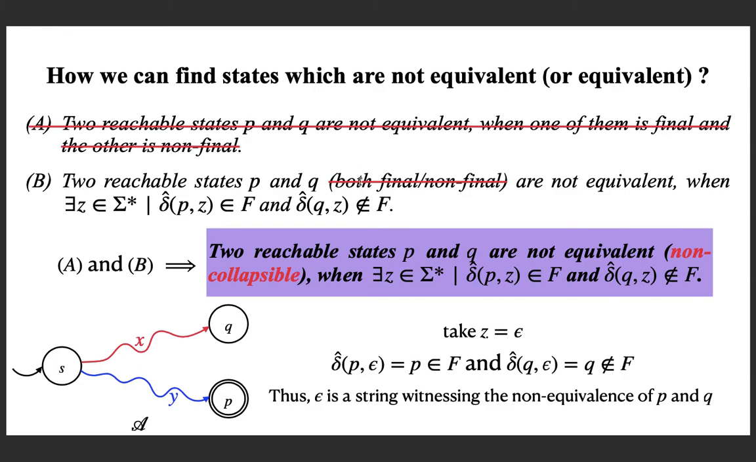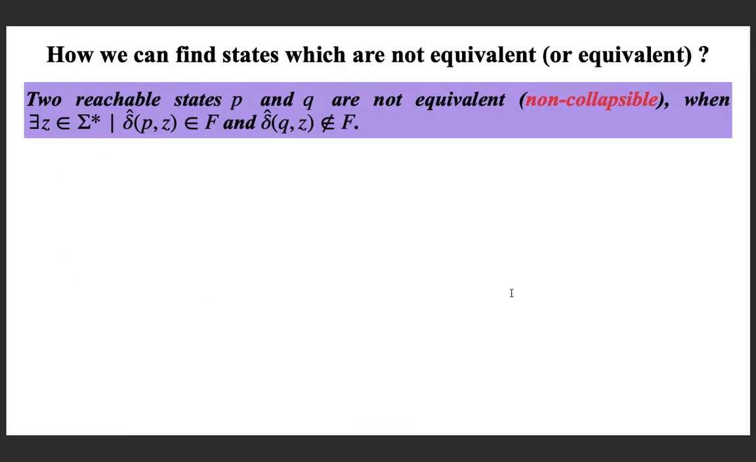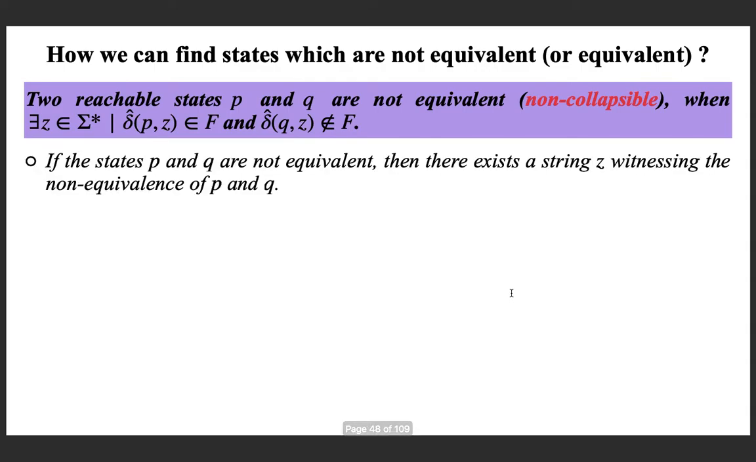And now you consider both as final or both as non-final. Then Z will be a non-empty string. That is the only case. Think about it if you are not able to follow. Anyway, let us proceed to the next. So the question is, how can you find states which are non-equivalent, and that is what we found, and maybe we can try to understand it by rewriting it in simple terms.